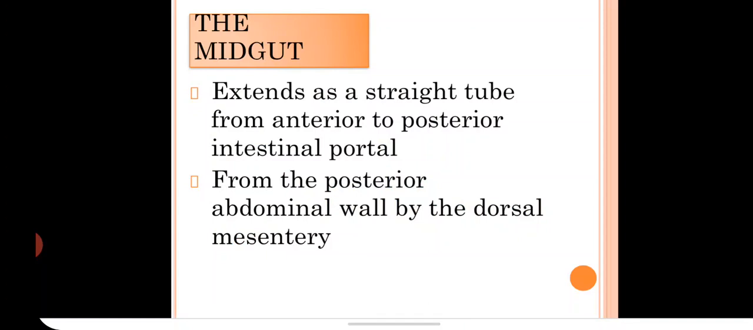The midgut in the beginning stage extends as a straight tube from the anterior to the posterior intestinal portal. In the last class, we reviewed that the anterior intestinal portal is the junction of the foregut and the midgut, and the posterior intestinal portal is the junction of the midgut and the hindgut.